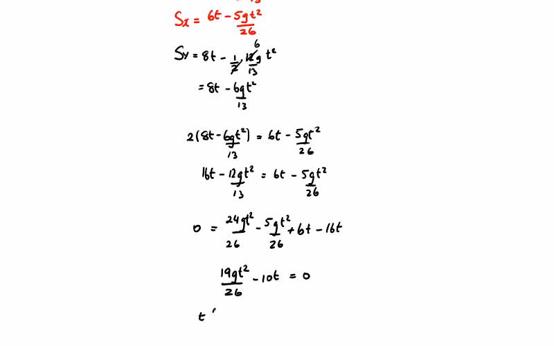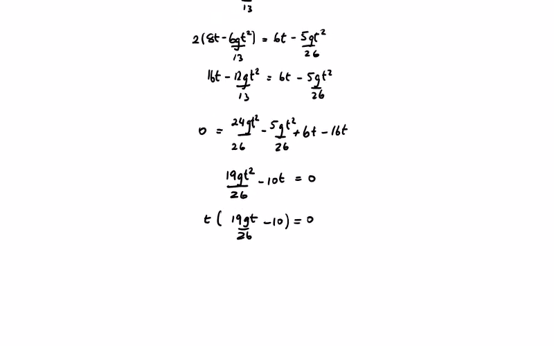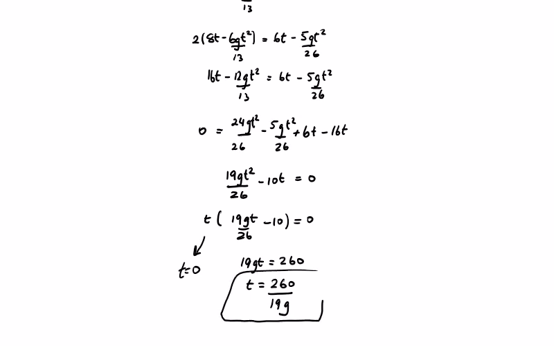Factor out your t. You're going to get 19gt over 26 minus 10 equals naught. Is this working for us? t is equal to 0, or 19gt is equal to 260. t is equal to 260 divided by 19g, and 19 is prime, so that doesn't look like it simplifies any further, so that's the time that they're looking for in this case.